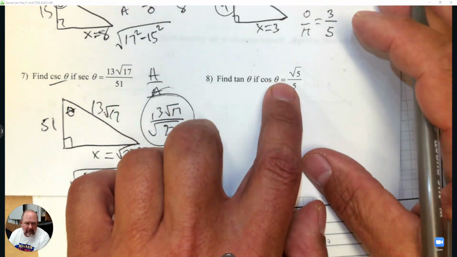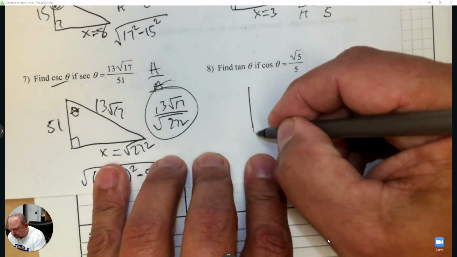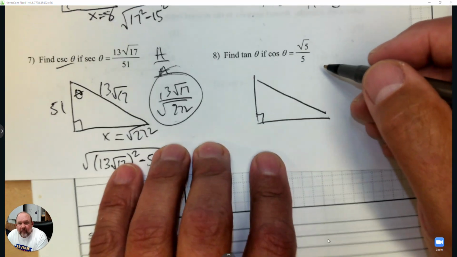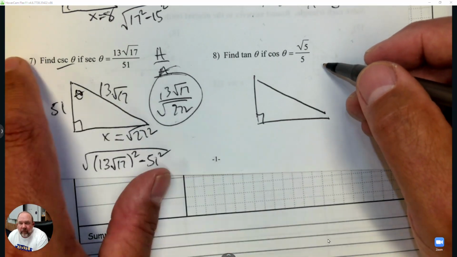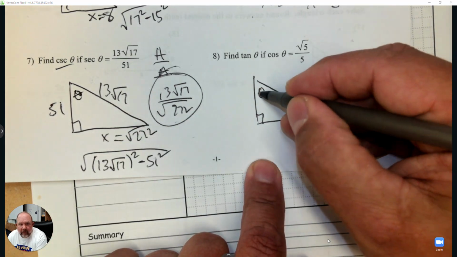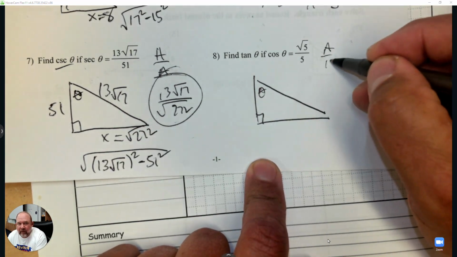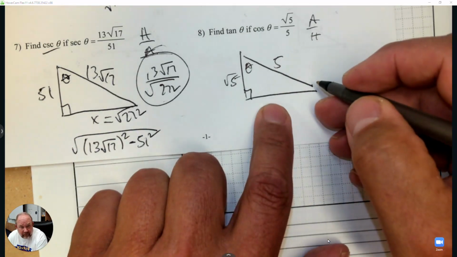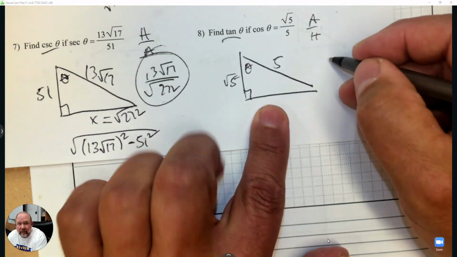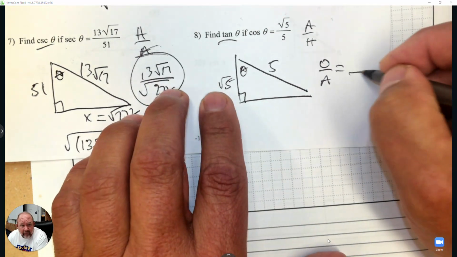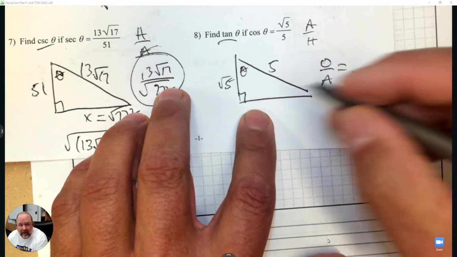All right, these numbers are nicer. Draw a triangle. Oh, sorry, cosecant is hypotenuse over opposite. That's why those are the numbers. Cosine is adjacent over hypotenuse. So there's adjacent and the hypotenuse. I need to find this missing side for tangent because my goal is opposite over adjacent for tangent.